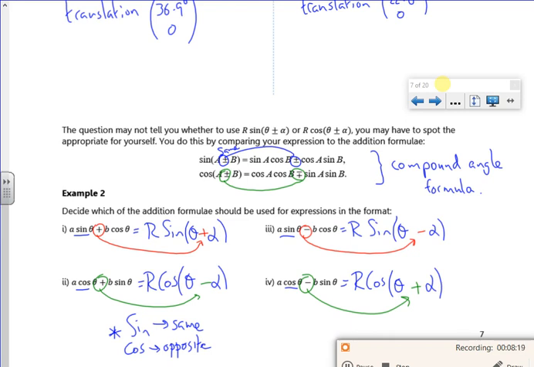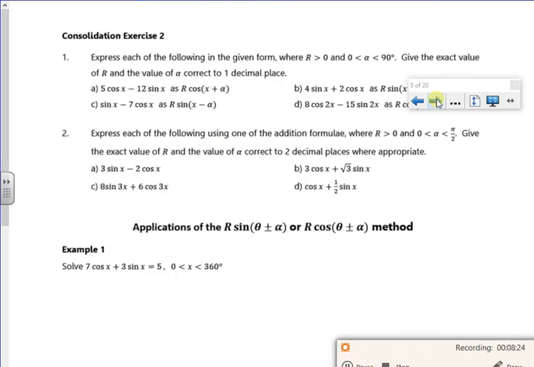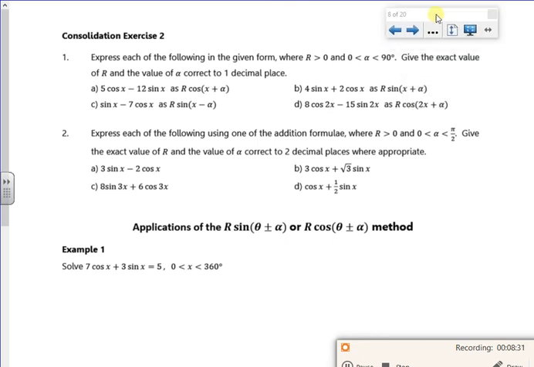Okay. So let me pause this for a second. Right, I'm back with you. So on the next page is a consolidation questions, which we'll do in class. And what I'll do is I'll find some exam questions. We'll do some proper exam questions as well.